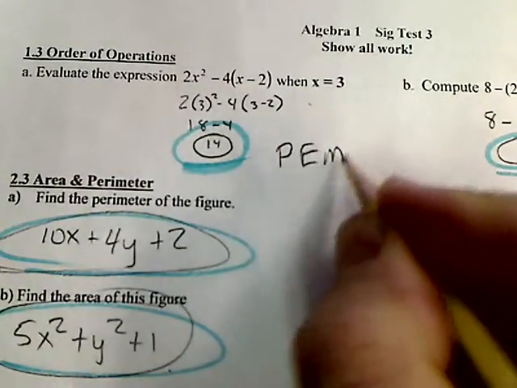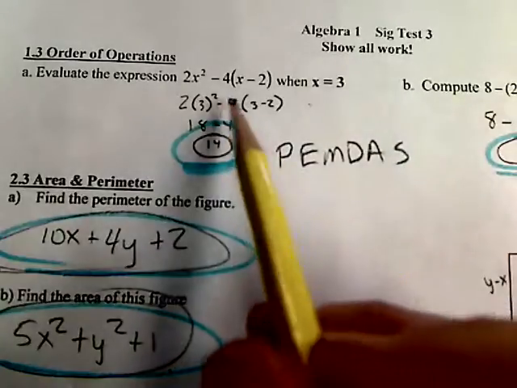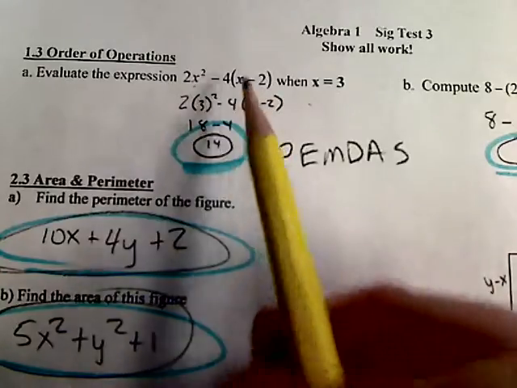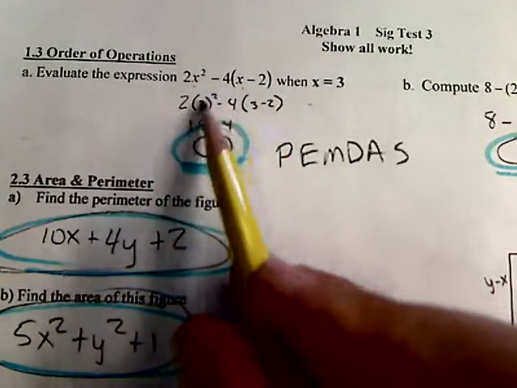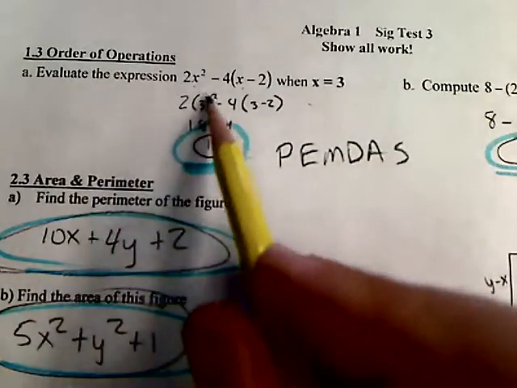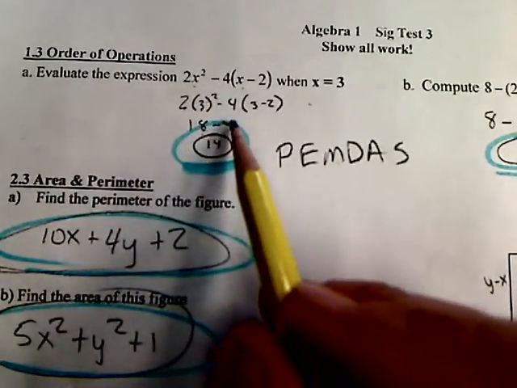Please excuse my dear Aunt Sally. All right. I'm plugging in 3 for the x. You have to do the exponents before you can do multiplication. Exponents before multiplication. 9 times 2 is 18.